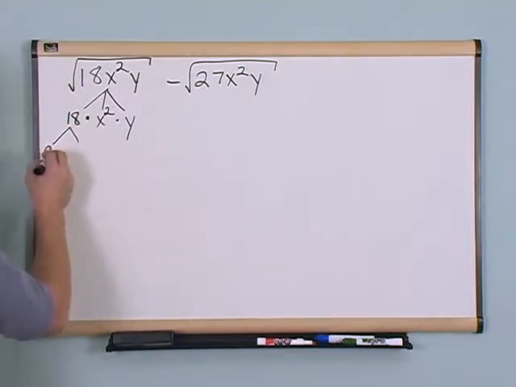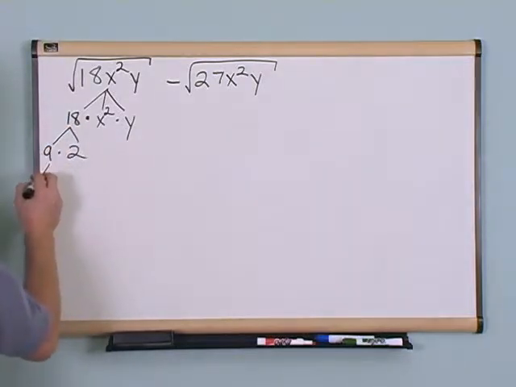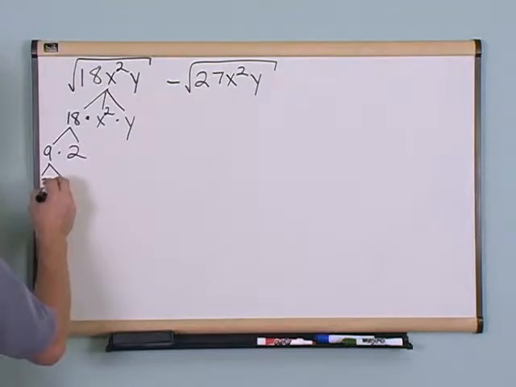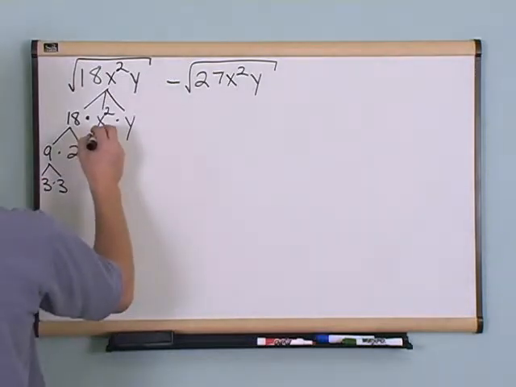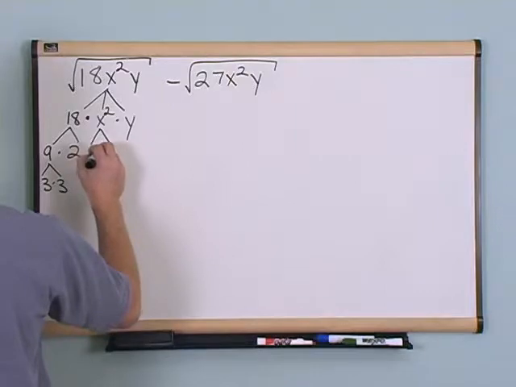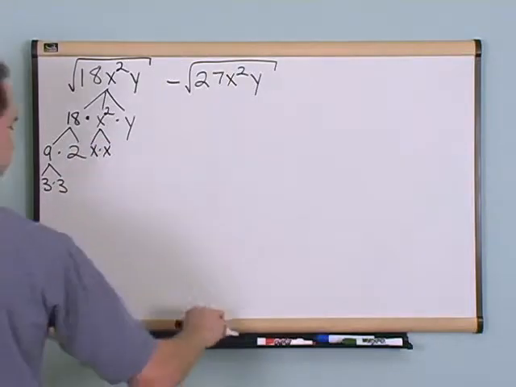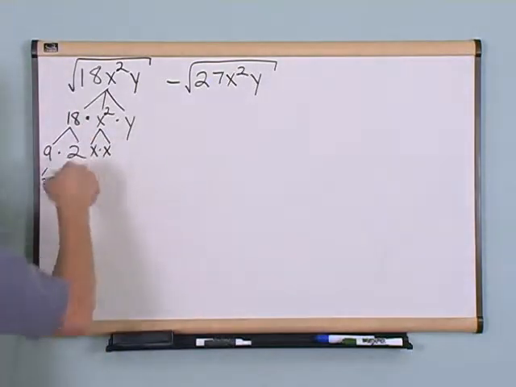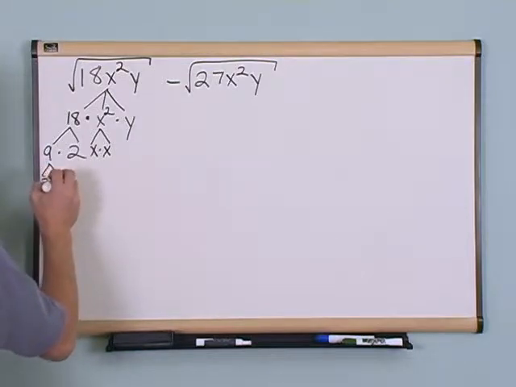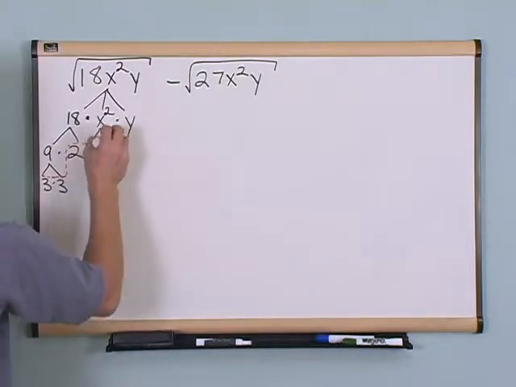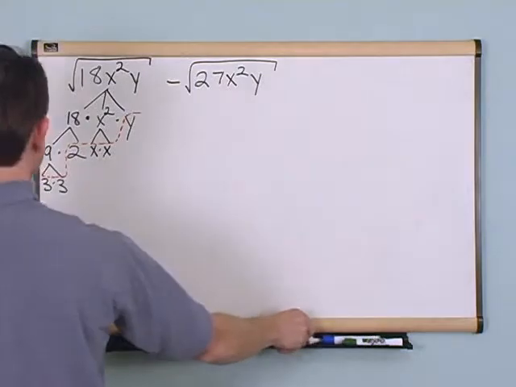18 is 9 times 2. 9 is 3 times 3. X squared is x times x. So the bottom of the tree here is everything like this. That's the bottom of the tree there.